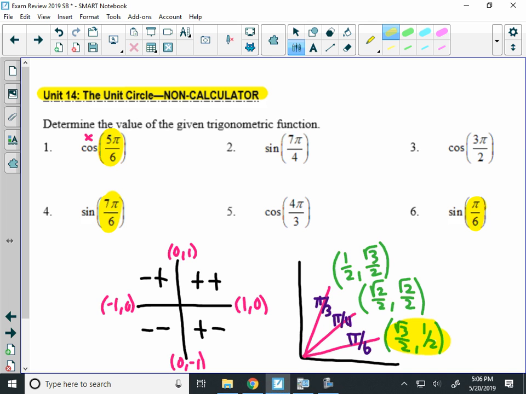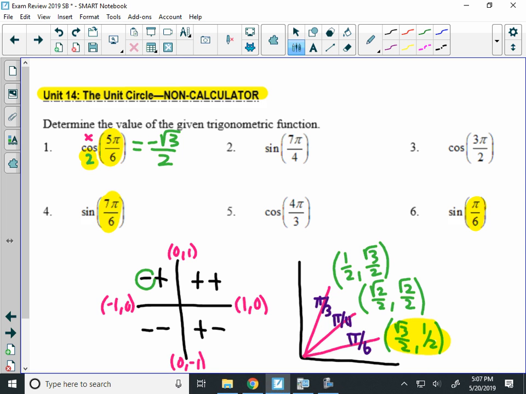So cosine of 5 pi over 6. Cosine is the x-coordinate, so it's going to have something to do with radical 3 over 2. That's the x-coordinate for the reference angle. Now, in 5 pi over 6 the numerator is 1 less than the denominator, so it's in quadrant 2, not quadrant 3. And in quadrant 2, the x value is negative. So we would have a negative radical 3 over 2.